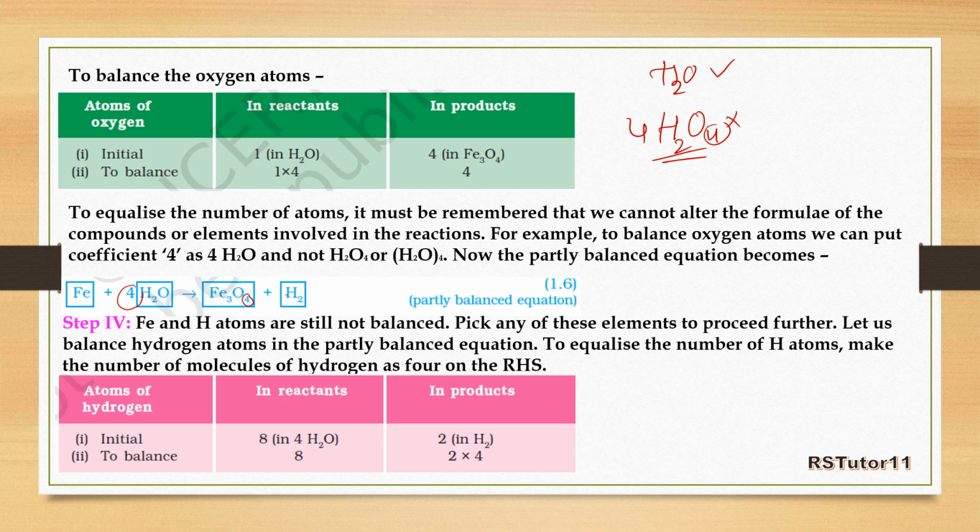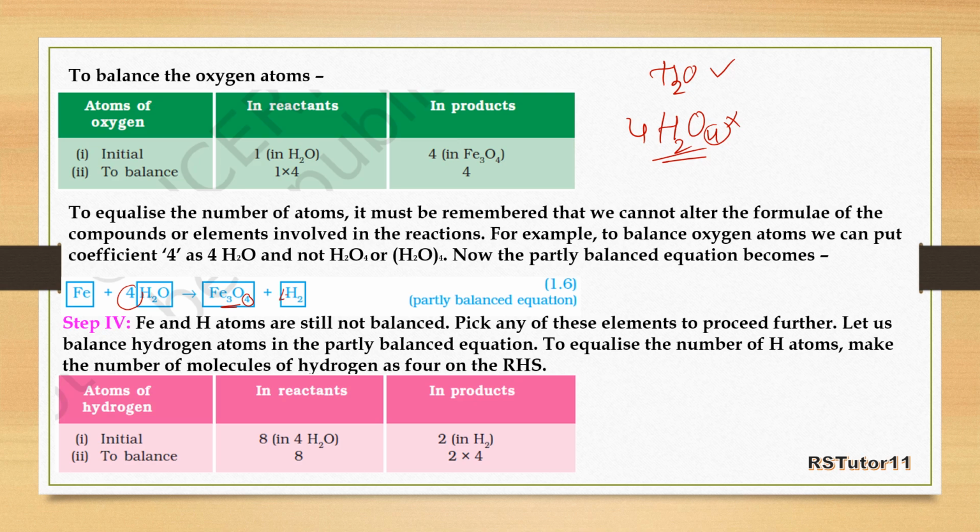Next, step 4: Fe and H, that is iron and hydrogen atoms, are still not balanced. Why? Because iron is single here and it is 3 atoms here. So now pick any of these elements to proceed further. Let us balance hydrogen atoms in the partly balanced equation. Here hydrogen is 8 and here 2 atoms. To equalize the number of hydrogen atoms, make the number of molecules of hydrogen 4 on the RHS.